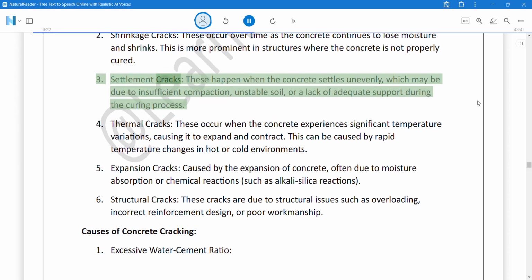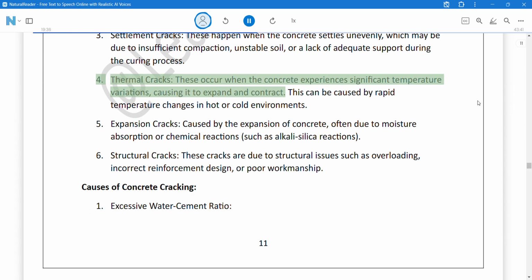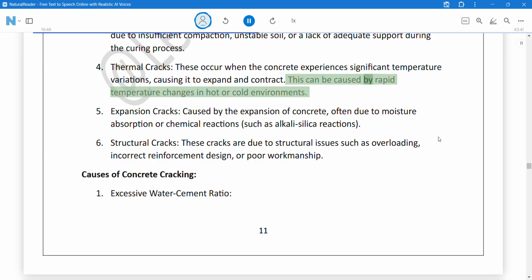3. Settlement cracks. These happen when the concrete settles unevenly, which may be due to insufficient compaction, unstable soil, or a lack of adequate support during the curing process. 4. Thermal cracks. These occur when the concrete experiences significant temperature variations, causing it to expand and contract. This can be caused by rapid temperature changes in hot or cold environments.